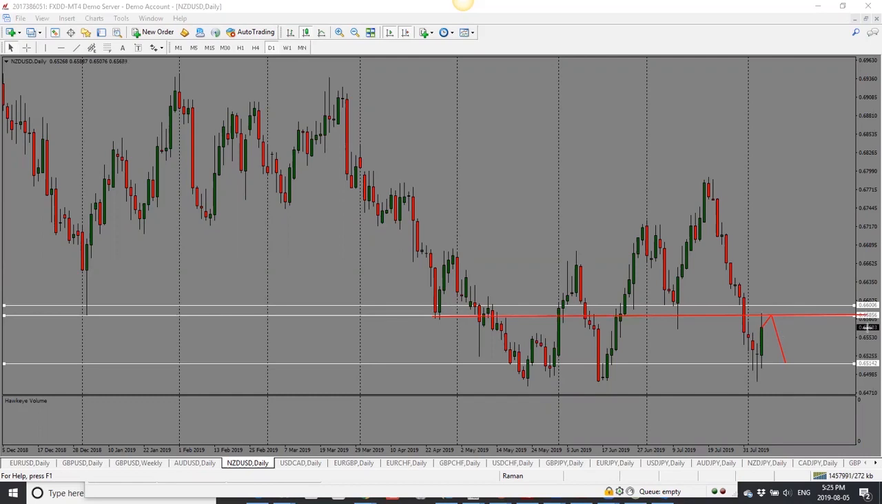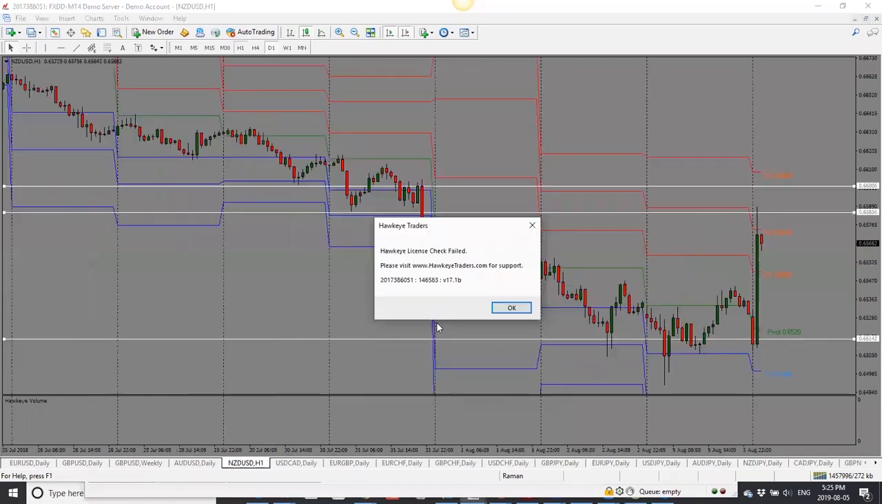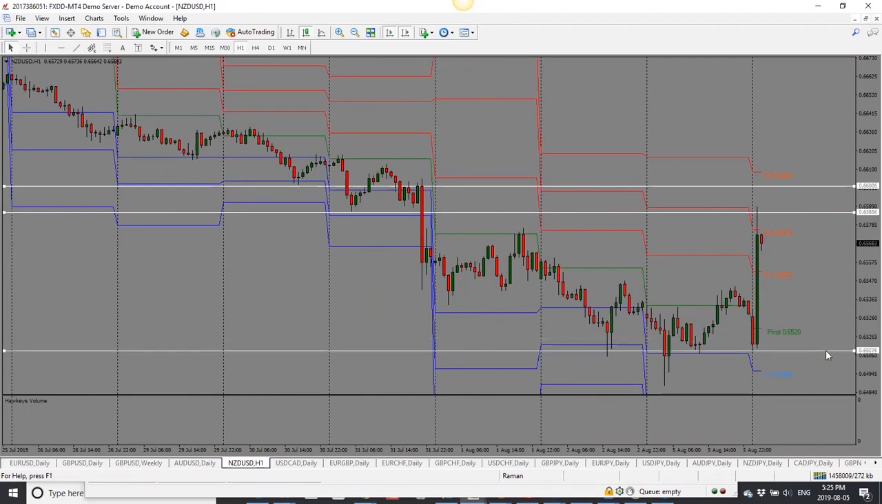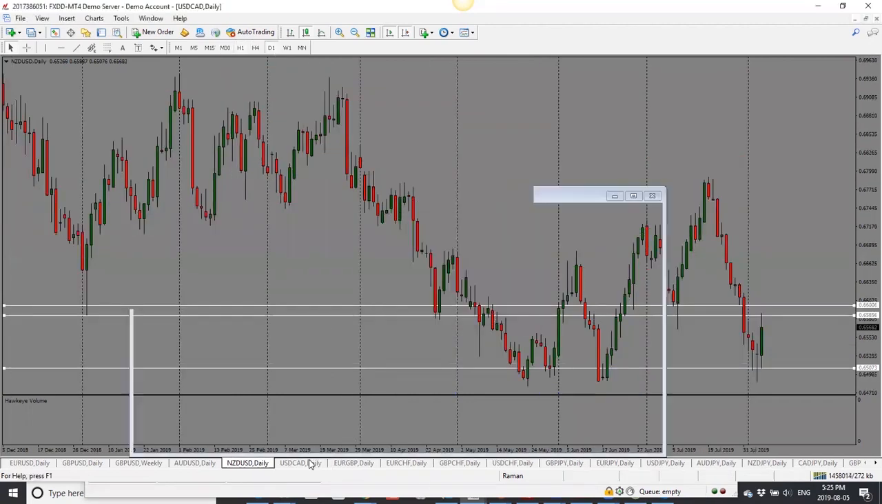I will look for price to drop. So looking for price to drop here and fill this inefficient move here to the upside. So as long as it holds below, I'm looking for this to get filled and for price to come back down into 0.6500. So that's New Zealand dollar.